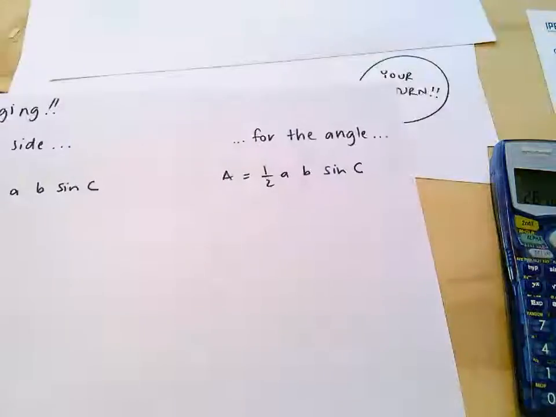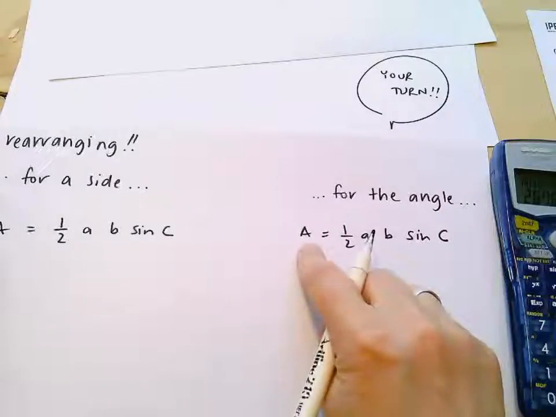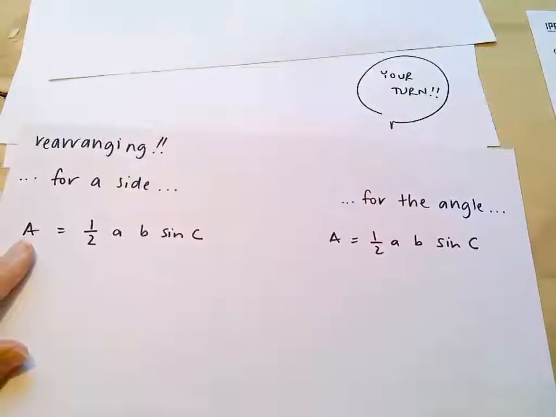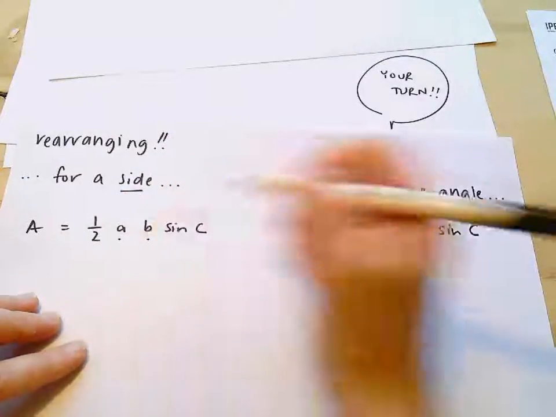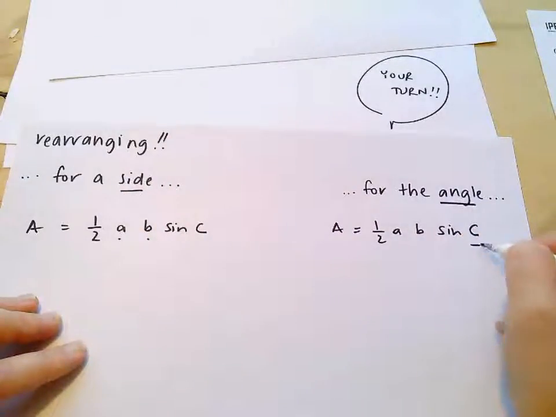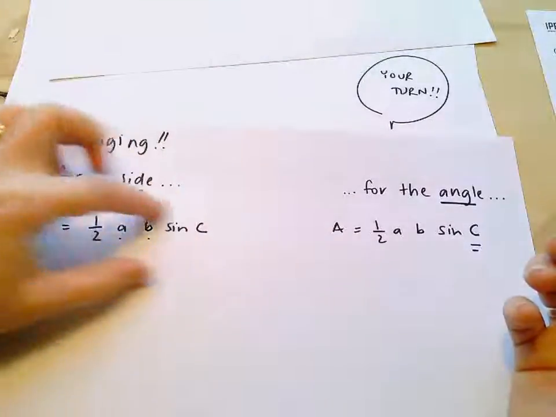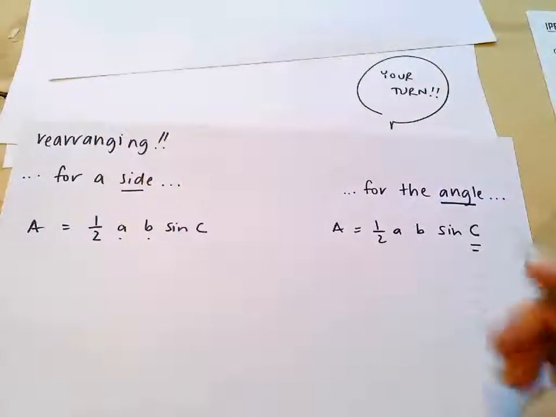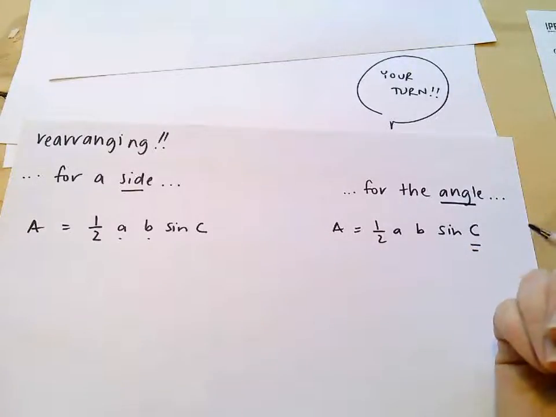Now, sometimes, in both of those other cases, you're working out the area. Sometimes you might be asked to not work out the area, but to work out a side, so one of these two, or you might be asked to work out that angle. On the formula sheet, you're only given this formula, so you're not given it in any kind of rearranged form. So you're going to have to be able to rearrange these ones.